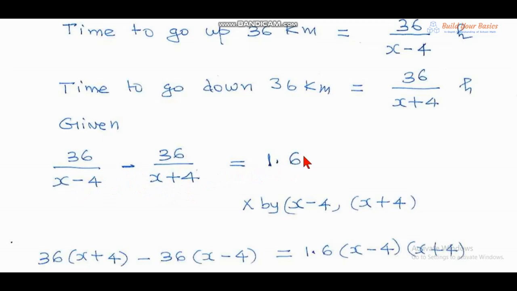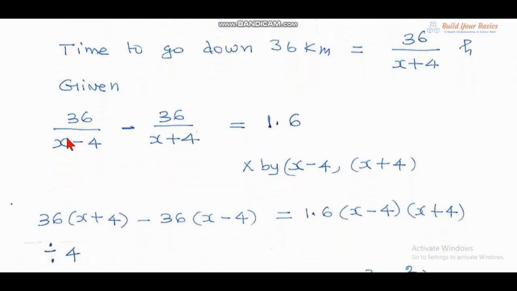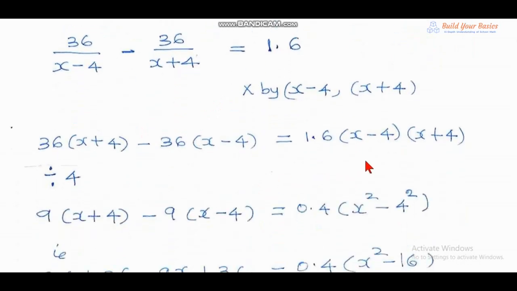1.6 hours. To avoid fraction, multiply throughout by x minus 4 into x plus 4. That is 36 into x plus 4. We are multiplying by x minus 4 into x plus 4. So this x minus 4 will get cancelled with this x minus 4. We will be having 36 into x plus 4 minus 36 into x minus 4. We are multiplying by x plus 4 into x minus 4. That x plus 4 will get cancelled. We will get minus 36 into x minus 4 is equal to 1.6 into x minus 4 into x plus 4.